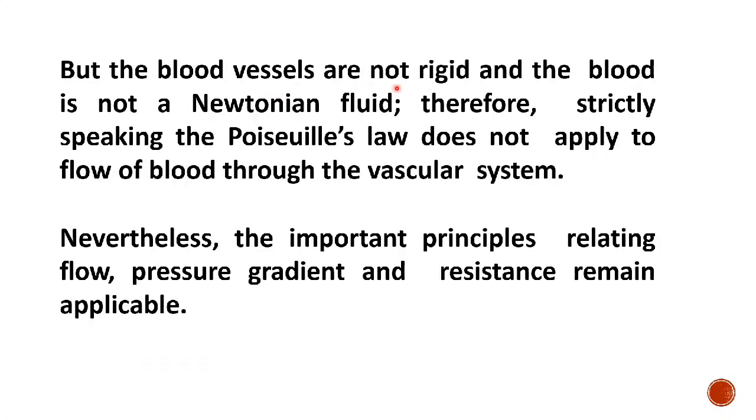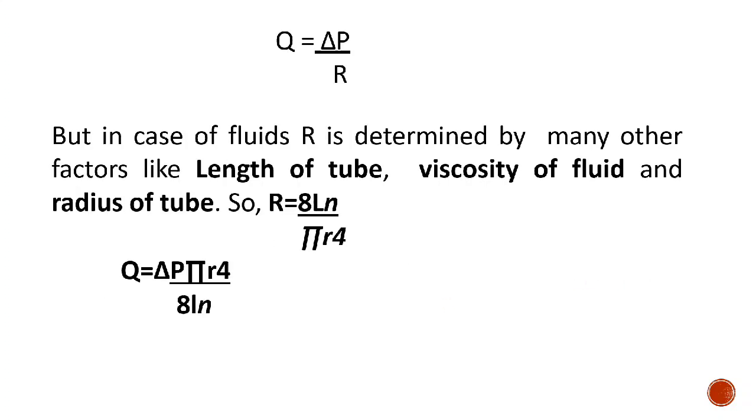The blood vessels are not rigid in the body and the blood is not a Newtonian fluid, and therefore, strictly speaking, the law does not apply to the flow of blood through the vascular system in the body. But the important principles relating flow, pressure and resistance remain applicable to the body. So Q is equal to delta P by R, that is, blood flow is equal to the pressure difference or pressure gradient divided by the resistance.